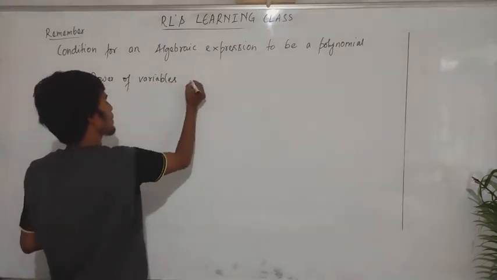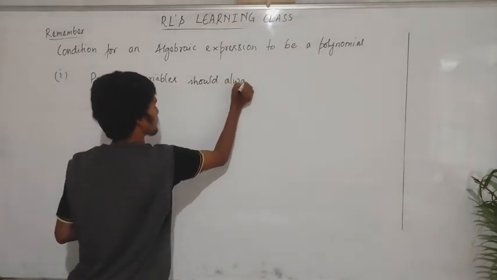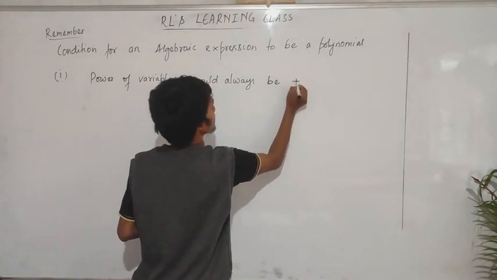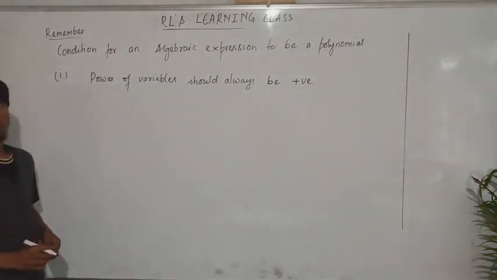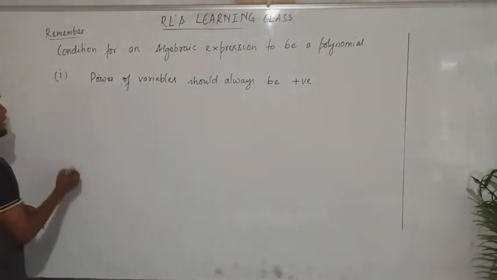The power of variable should always be positive. It should never be negative. If it is negative, then it is not a polynomial. But if it is positive, then it is a polynomial. Okay, number 2.